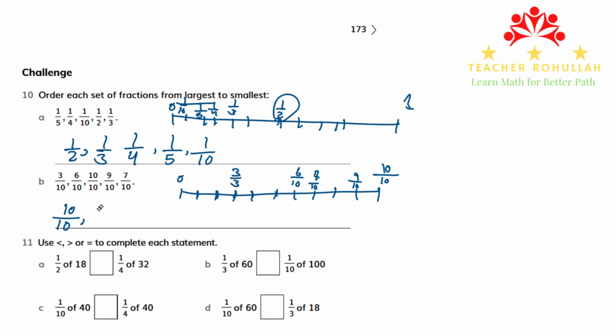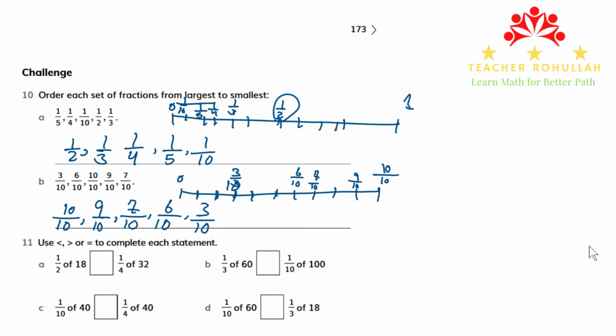Then we have 9/10. Then we have 7/10. Then we have 6/10. And lastly, we have 3/10. Because the denominators are the same, the larger the numerator, the larger the fraction. So if the numerator is larger, that fraction is larger than the other one which has the same denominator.